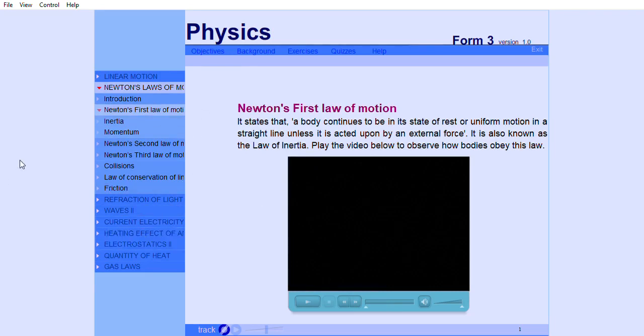It states that a body continues to be in its state of rest or uniform motion in a straight line unless it is acted upon by an external force. That's the law of inertia. Play the video below to observe how bodies obey this law.